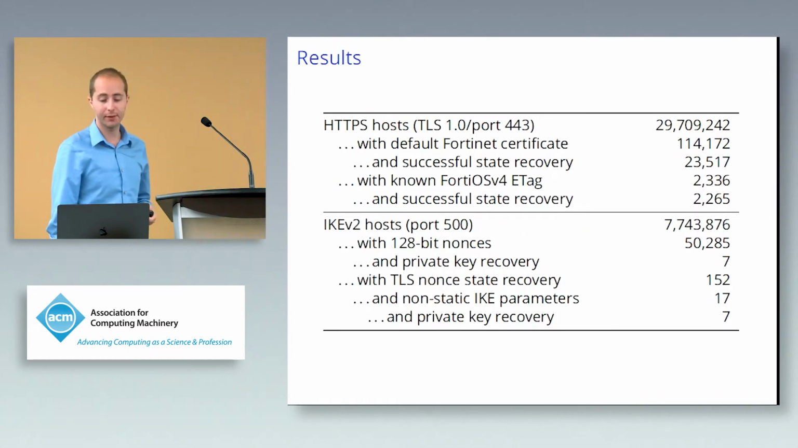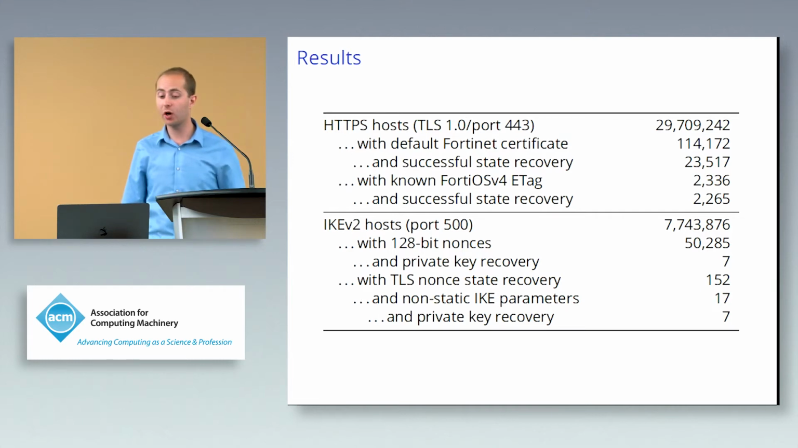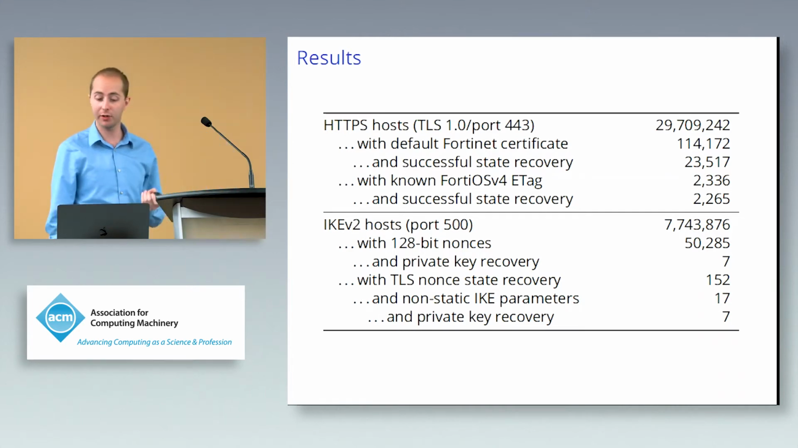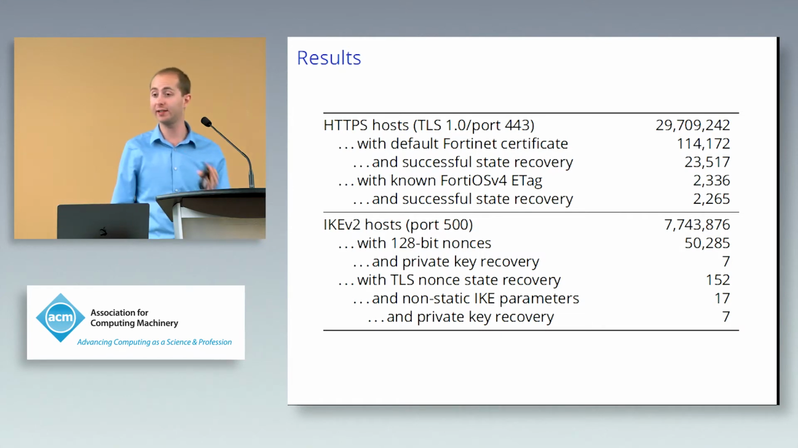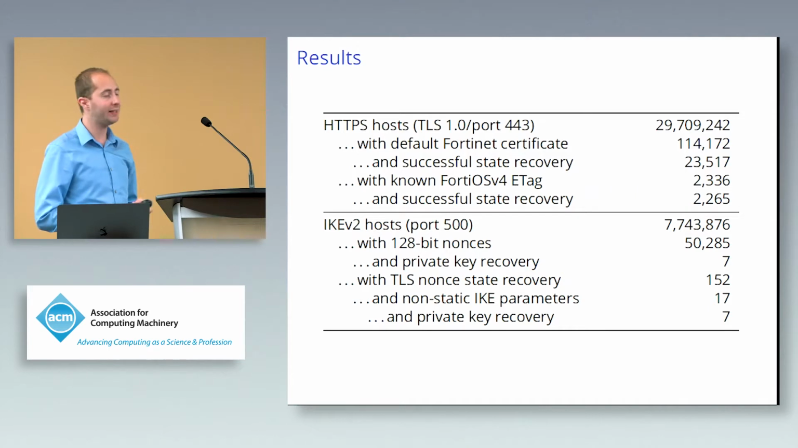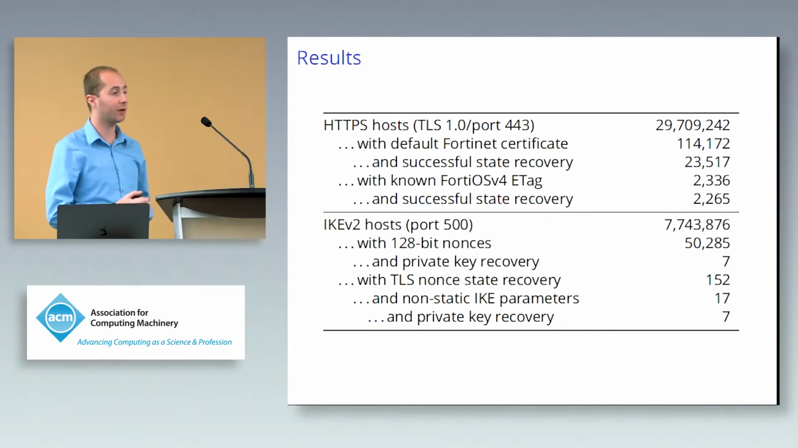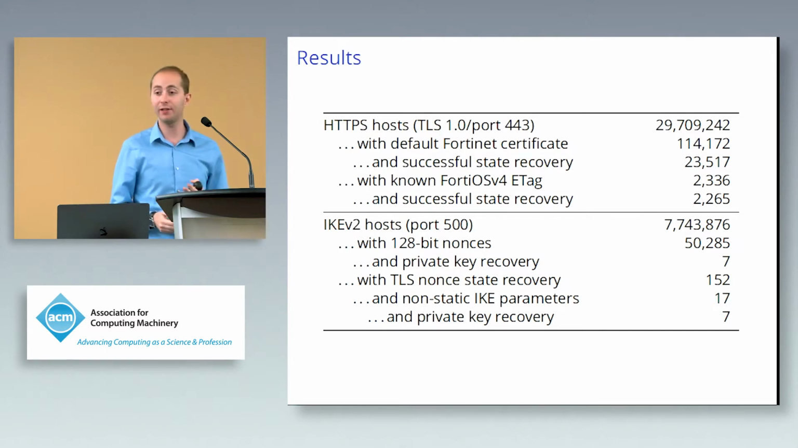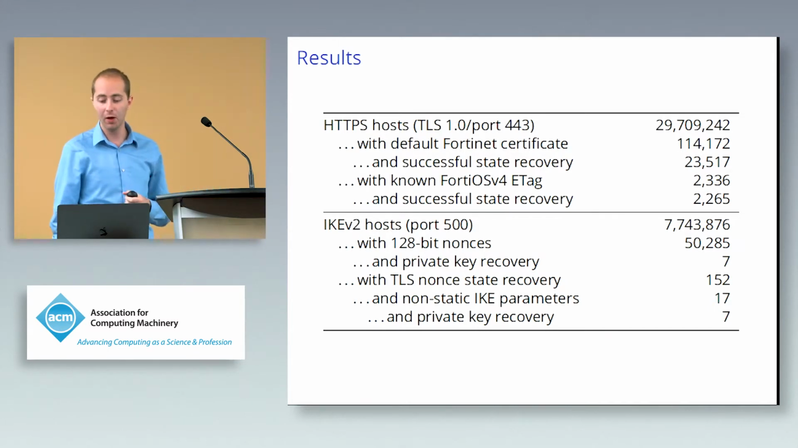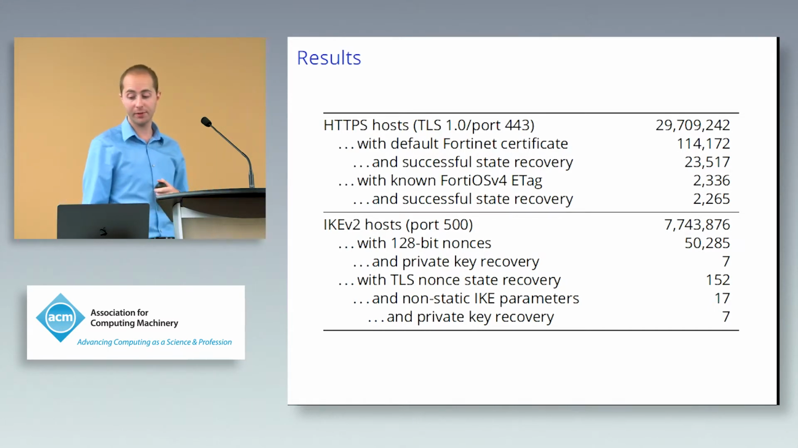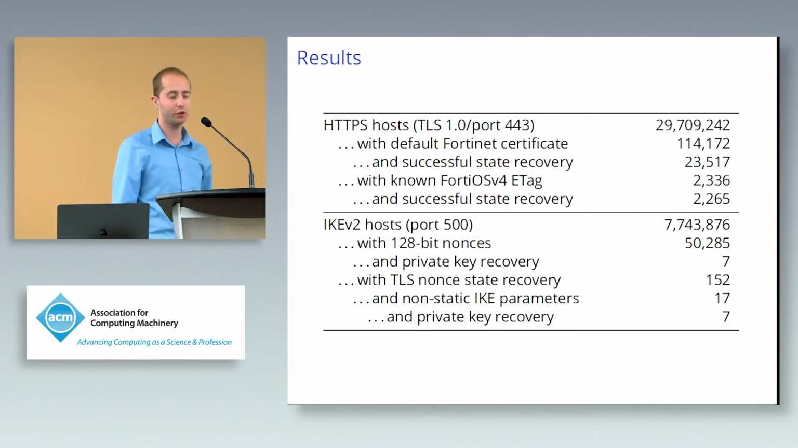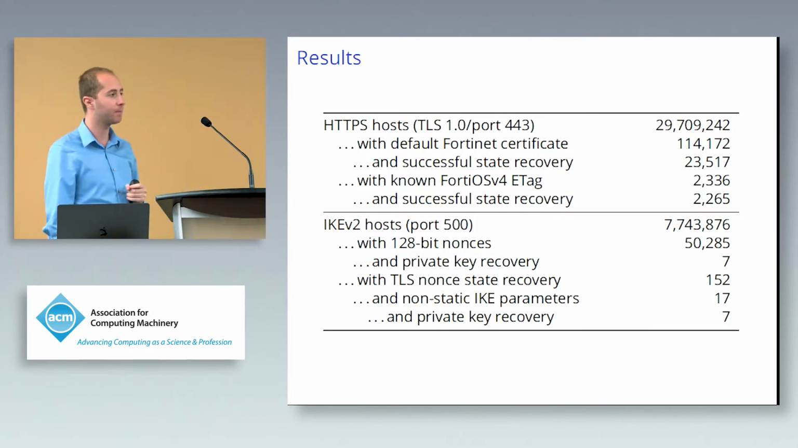So these are our results. Out of the 30 million or so HTTPS hosts that responded to our queries, we found 114,000 with Fortinet certificates that said clearly in the common name that they were Fortinet, and of these, about 23,500 admitted state recovery. Of the ones that we identified using the ETAG header, we were able to crack almost all of them successfully, and this amounted to about 2.2 thousand devices.